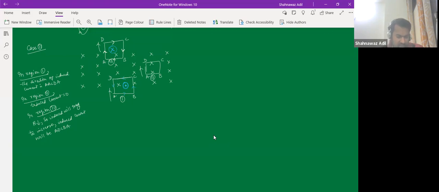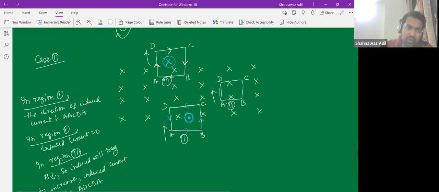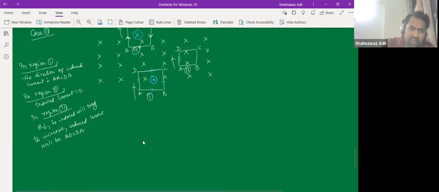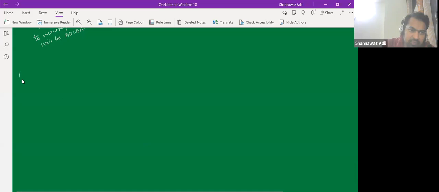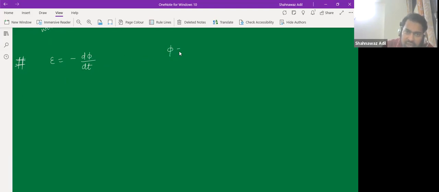Okay, so now let us do a couple of questions to understand. So, what did we understand? That we can create the EMF by changing the flux, right? And we know that flux is BA cos theta, right?